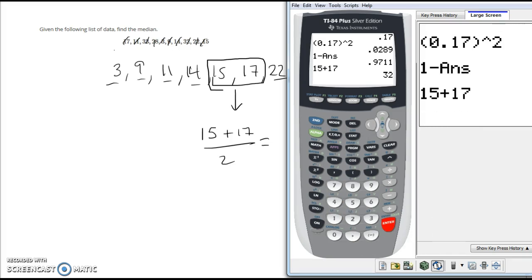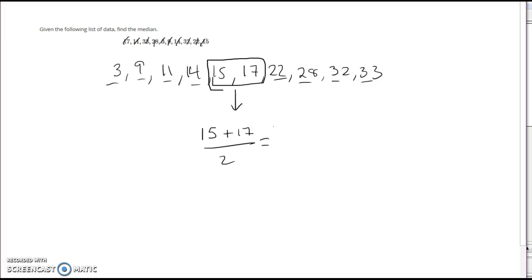32 divided by 2. And so 32 divided by 2 gives us 16, and that would be the median.